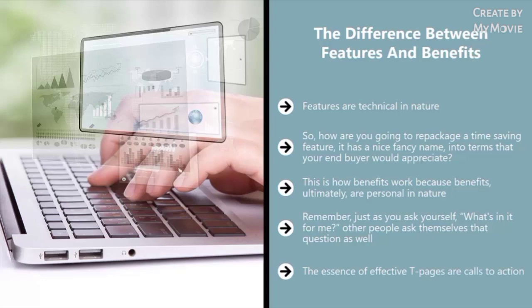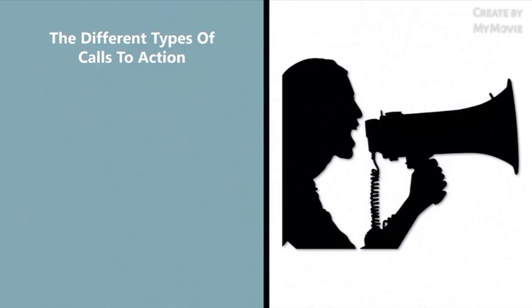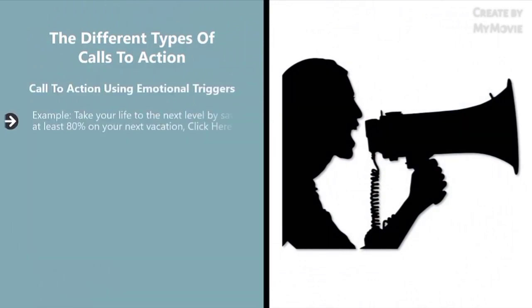They have different forms, but the key to them is emotional impact. When crafting a CTA, call to action, emotionally tie the reader to the benefit they will get if they buy the product or service. The different types of calls to action. Call to action using emotional triggers. Example: take your life to the next level by saving at least 80% on your next vacation. Click here.